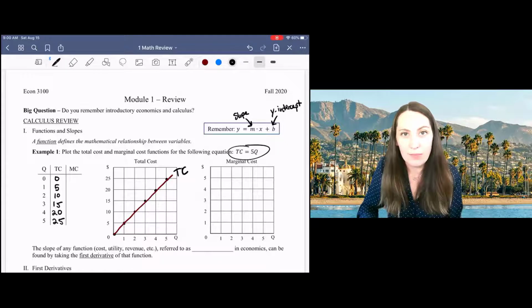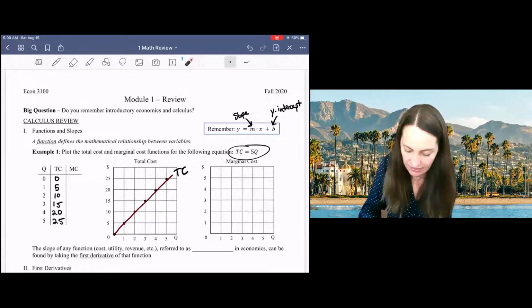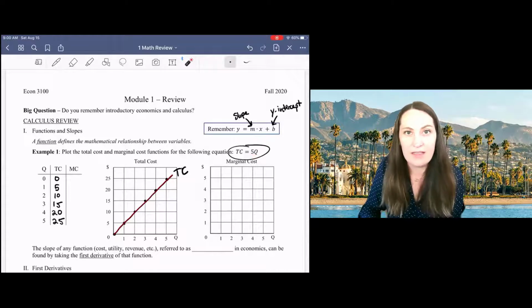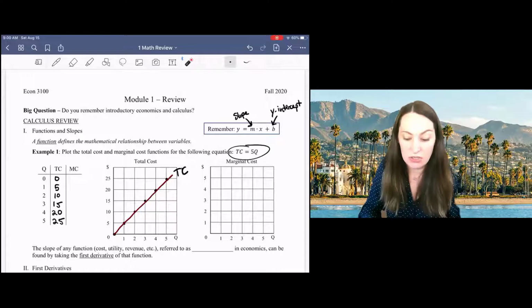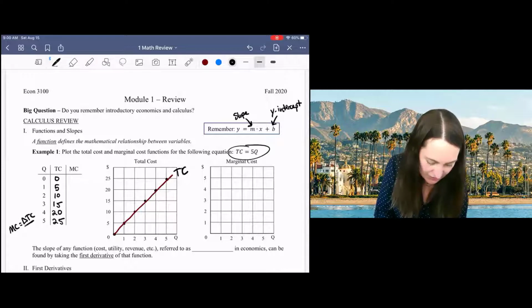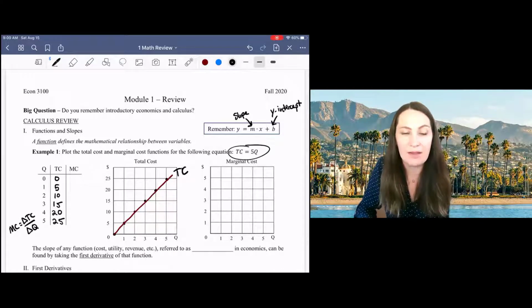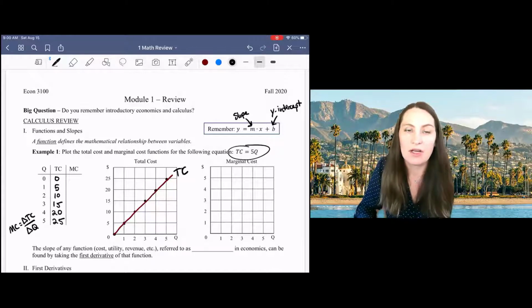And what is the slope? It's 5, because that's the number here next to the q. And that's important because the slope of our total cost equation is our marginal cost. You might remember from your intro class that marginal cost is change in total cost over change in quantity. It's how much total cost increases as we produce each additional unit.